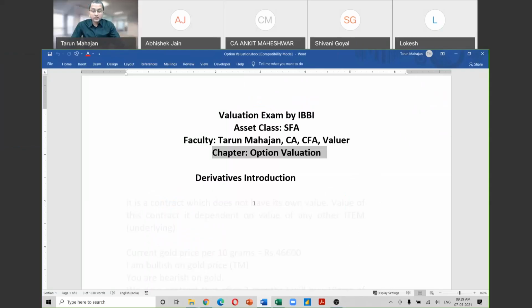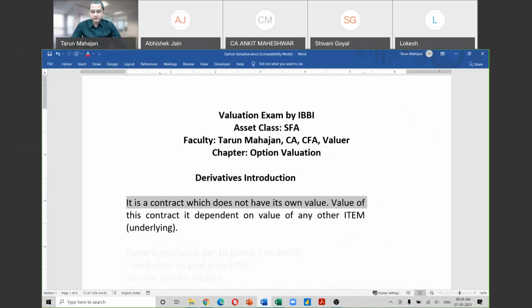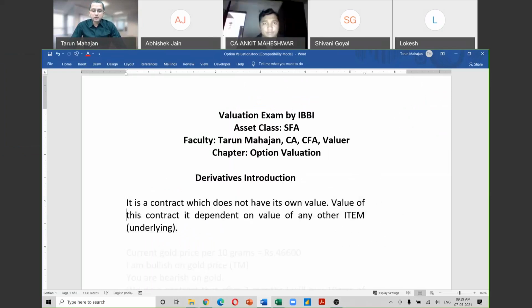You need to know one thing: what is an option and what are the other types of derivatives you can have. So let's start with the introduction of derivatives. What is a derivative? It is a contract which does not have its own value. The value of this contract is derived from the value of any other item, which is called the underlying.